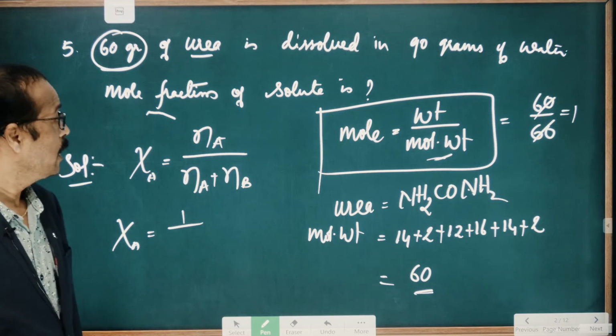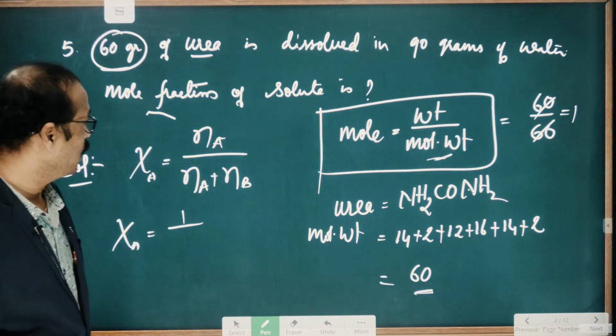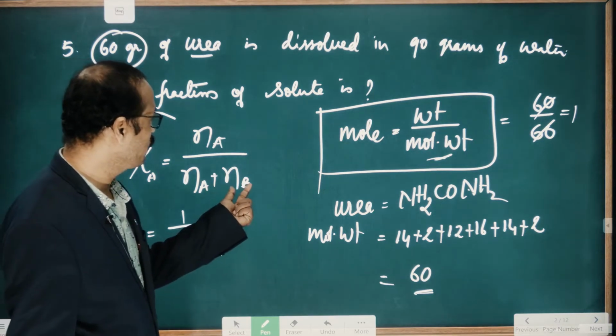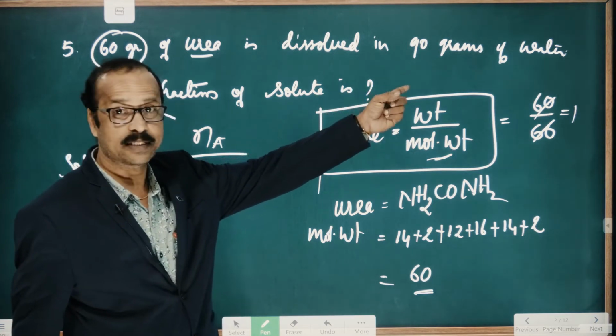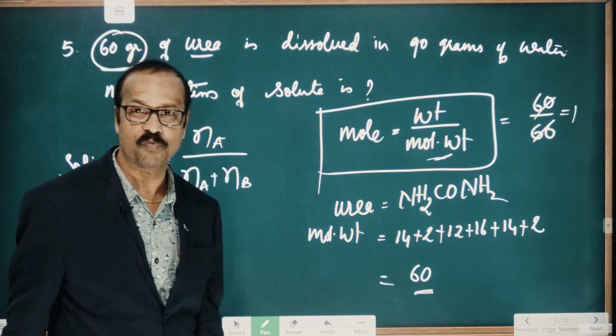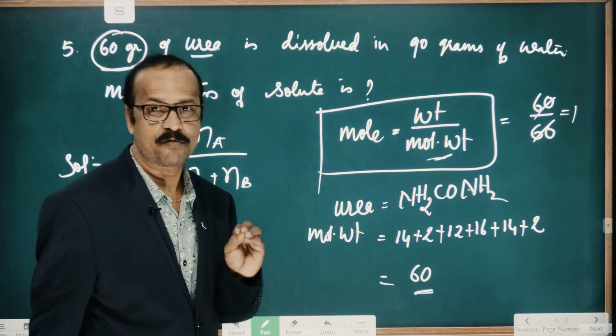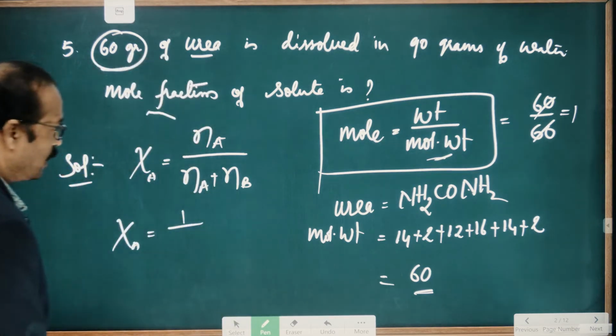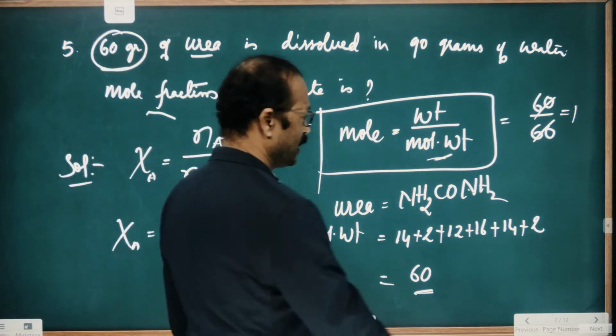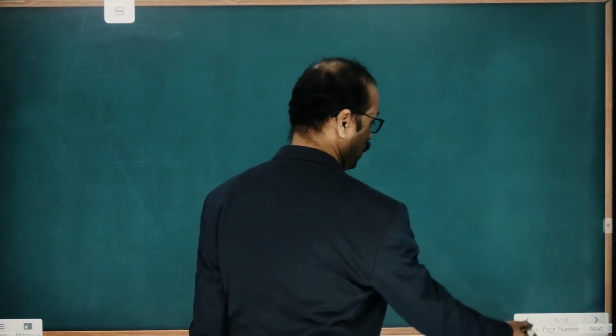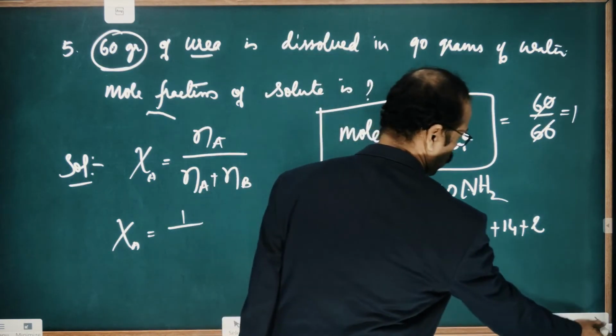Clear? Now I want the number of moles of water also, because that is dissolved in 90 grams of water. So, I want the number of moles of water. I calculate it in the next slide. How many grams of water is there? 90 grams of water. Okay.